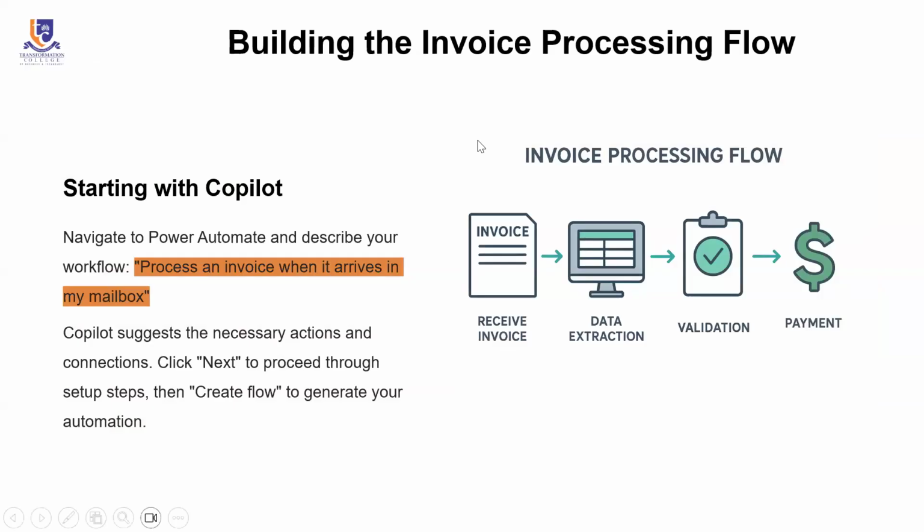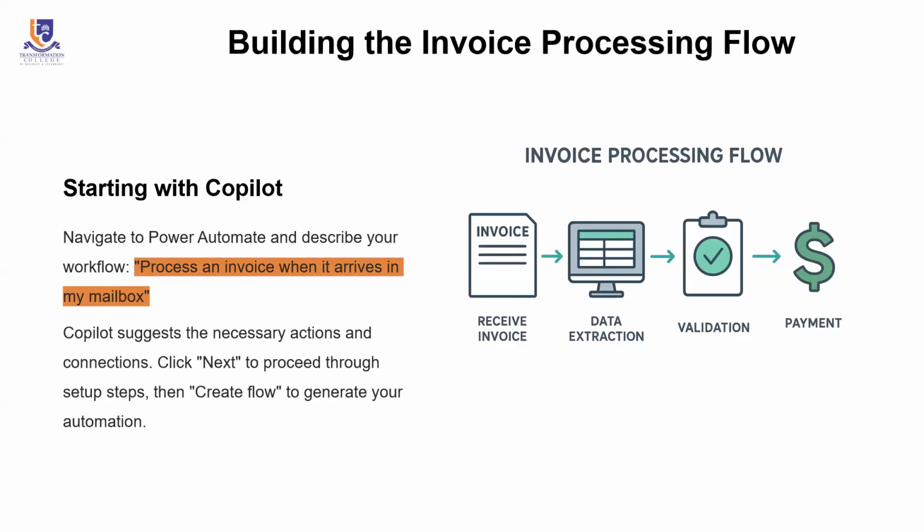So building invoice processing flow. Now, if we're going to use Power Automate to develop our invoice processing application, you navigate to Power Automate and describe your workflow. So I'll process an invoice when it arrives in my mailbox. So Copilot will suggest the necessary actions and connections, and we click next to proceed through the steps and then create a flow to generate the automation.